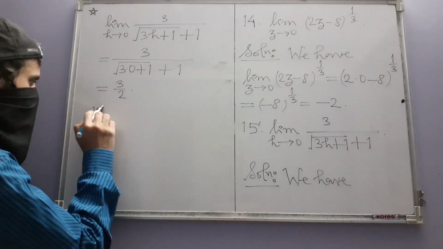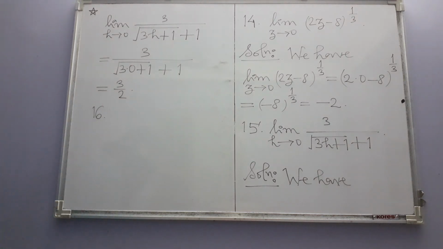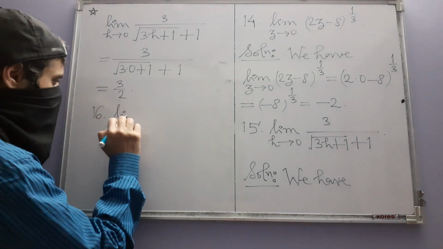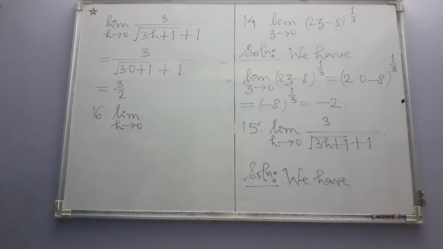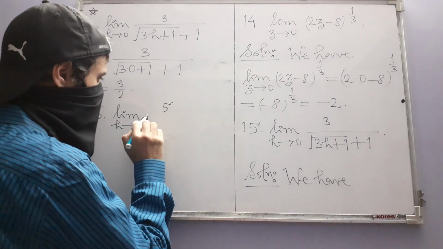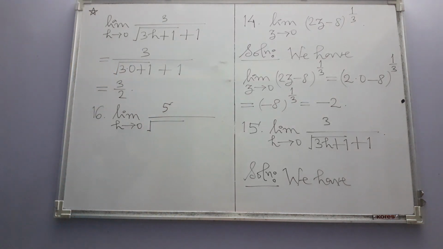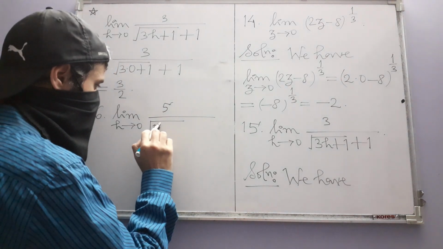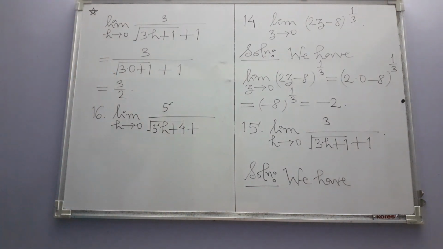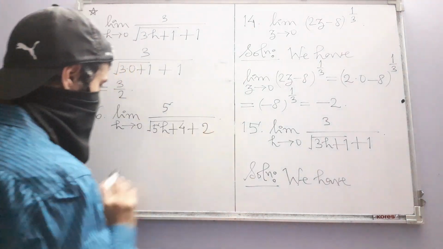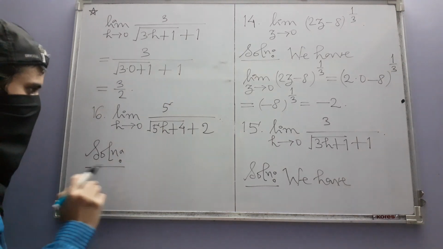And finally, let's see the 16th one. It's also another such. Five over square root of 5h plus 4, and along with that we have plus 2. Here also same justification, same logic.